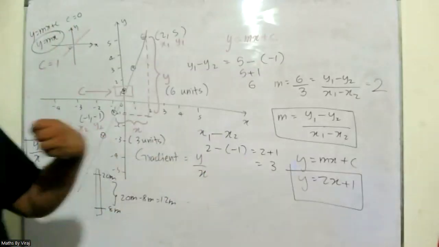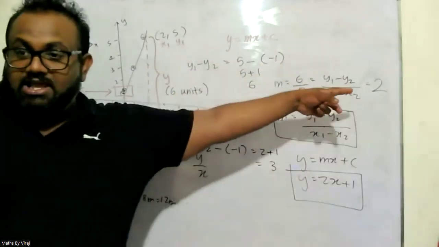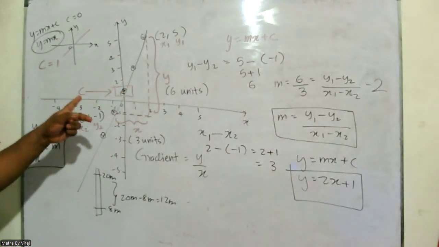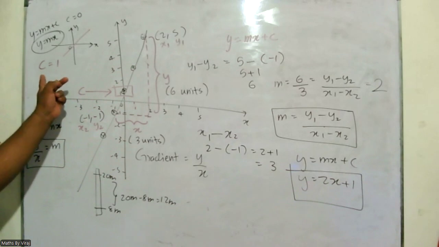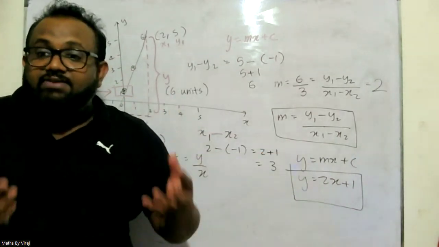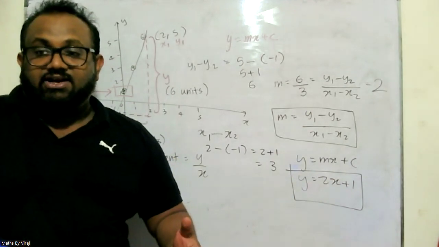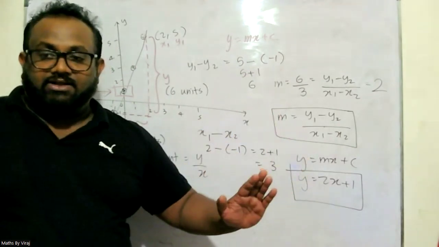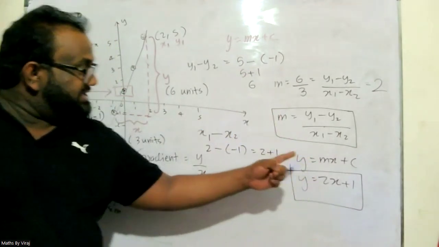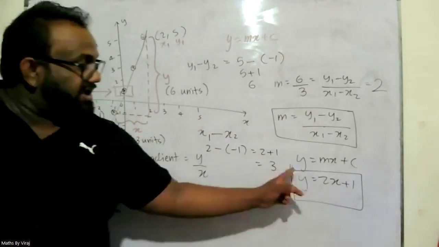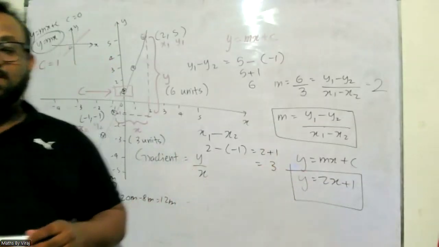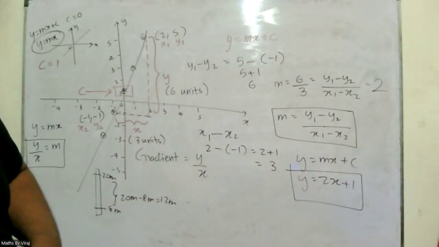Right. So since we have calculated the gradient to be 2, and clearly in the graph, we see that the graph cuts the y-axis at point C. Therefore, C is what? 1. Since y and x are the varying values of the straight line graph, the gradient and the y-intercept will always be the same, no matter what. Therefore, m is 2, C is 1. There we have y equals mx plus c. The equation of the straight line is y equals 2x plus 1. Are we clear now? Yeah. All right, take it down, please.